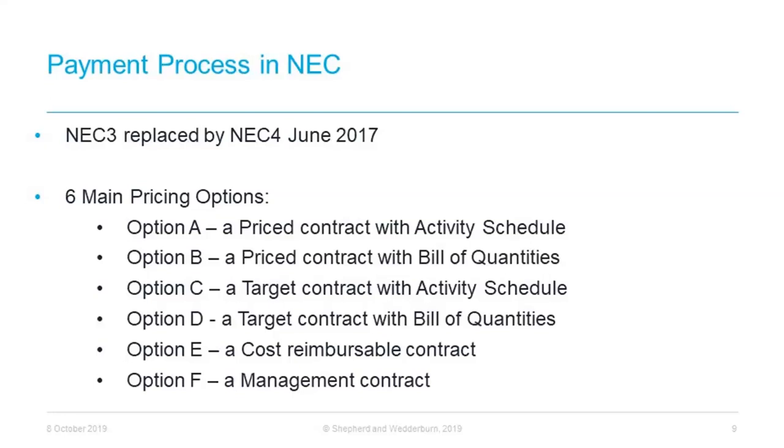In option E, the cost reimbursable contract, the client carries the cost risk as the parties agree levels of the contractor's overheads and profit, and then pay actual cost plus the agreed levels of overhead and profit. And finally, in terms of option F, the management contract, this is essentially another cost reimbursable contract, but the risk allocation can be varied by choosing the appropriate main options in the subcontracts. This option should only really be used by experienced clients advised by experienced project managers.